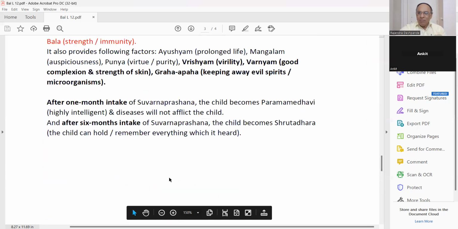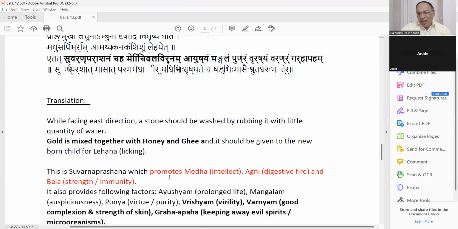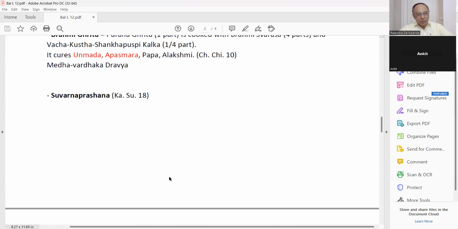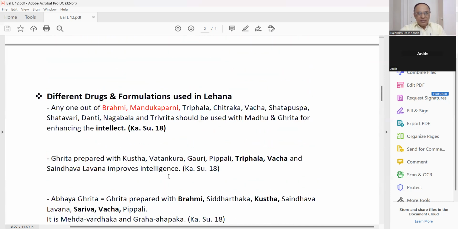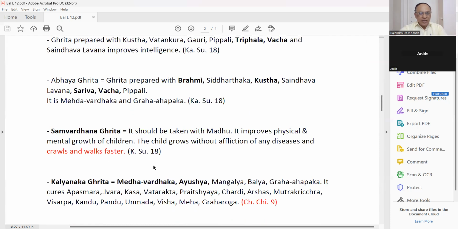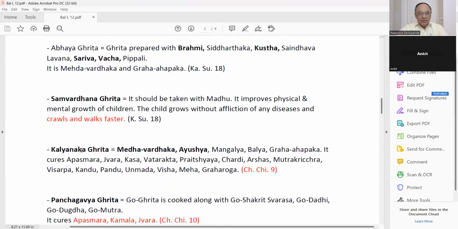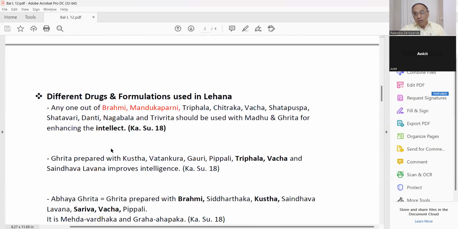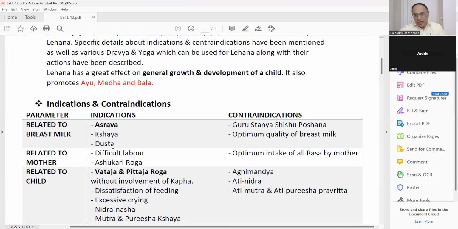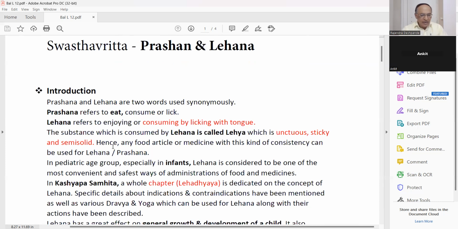So my dear friends, this is all about the prashana and lehana, the vidhi or the sanskar, which is an important topic for your examination. Basically, you must prepare these different types of formulations. Here you can see Samvardhana Grita, Kalyanaka Grita, Panchagavya Grita and Brahmi Grita. And never forget the indications and contraindications for Lehana. Prashana and Lehana are synonyms. After completing this, let me give you some audio revision clips for some particular diseases.